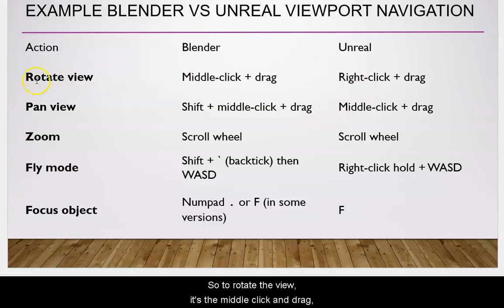So to rotate the view, it's the middle click and drag as opposed to the right click and drag. To pan, it's shift middle click, whereas in Unreal, pan view is middle click. And zoom, that's the same. Fly over, you need the shift and the back tick to fly over in Blender, where it's right click and hold the WASDs. So it's slightly different than Unreal, and it makes it challenging to try to go back and forth. If you're used to one, having to automatically switch to another can make it a little more challenging, even with the mouse, right?